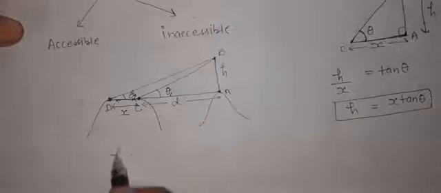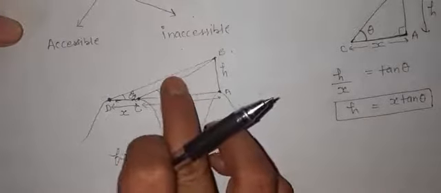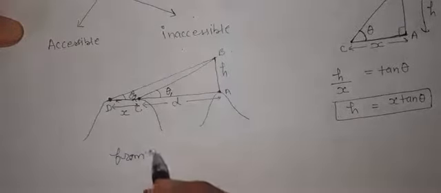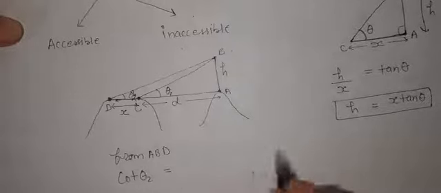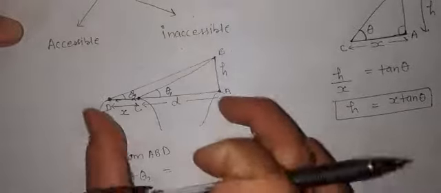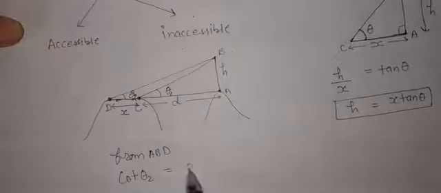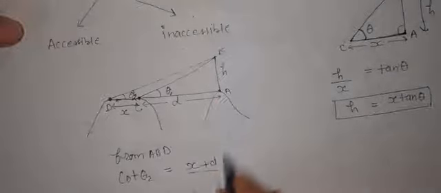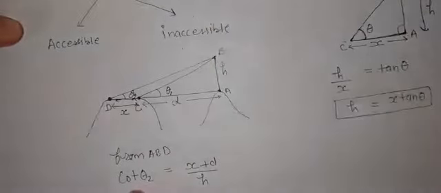Okay, so from the triangles, these are right angle triangles. The biggest triangle, the largest triangle over here, is this ABD. So from ABD you will find cot theta 2. So cot theta 2, what will it be? It is base upon perpendicular. So how much is the base? This total distance is x plus d, upon the perpendicular, so base upon perpendicular is cot theta 2.